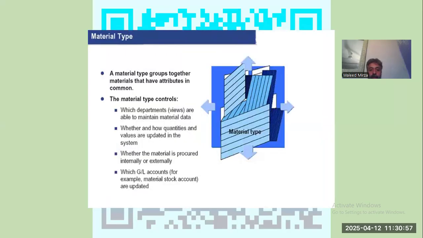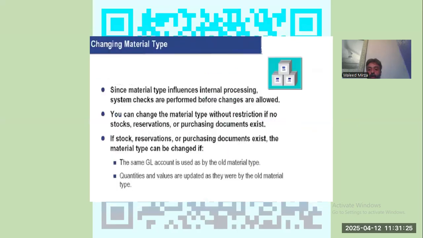Material types control views, department views in the material data, and it maintains material data, and it controls how quantities are evaluated, and quantities and qualities and values are updated in the system. And it also controls how the material is obtained, is procured either internally or externally, and what GL accounts for financial integrations will be used over here. It influences internal processing.